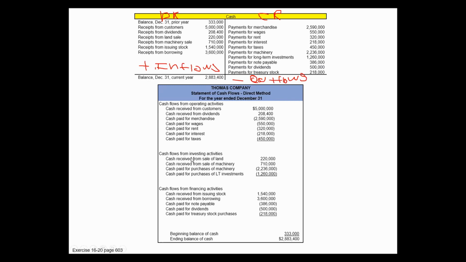So then we can add up each of these, and we get that the beginning cash balance then is $330,000. So then the ending cash balance should be $2,883,400. Because we see that right here. This is our beginning balance from the previous year. So then once all of this takes place, that's where we would end up.